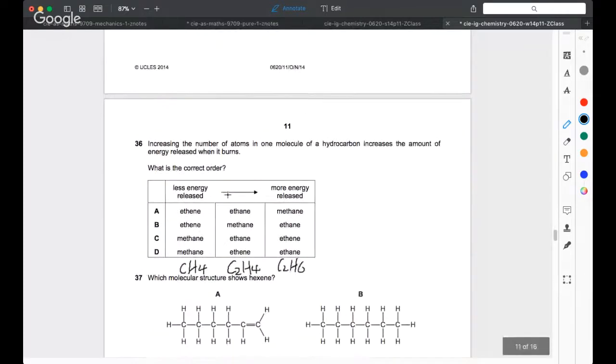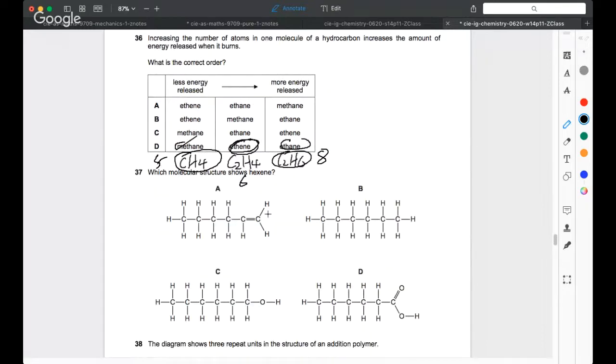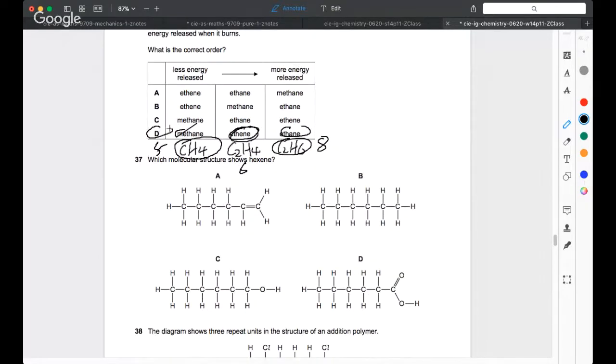Number 36. So the more atoms we have, the more heat, the more energy we release. So methane has 5 atoms, ethane has 8, and propane has 11. So it increased from methane to ethane and to propane. So the right answer is D.